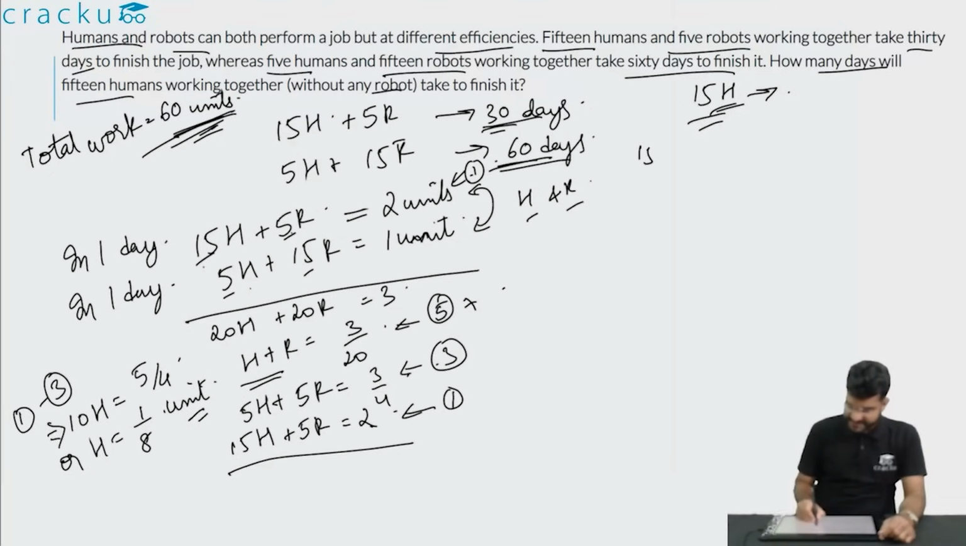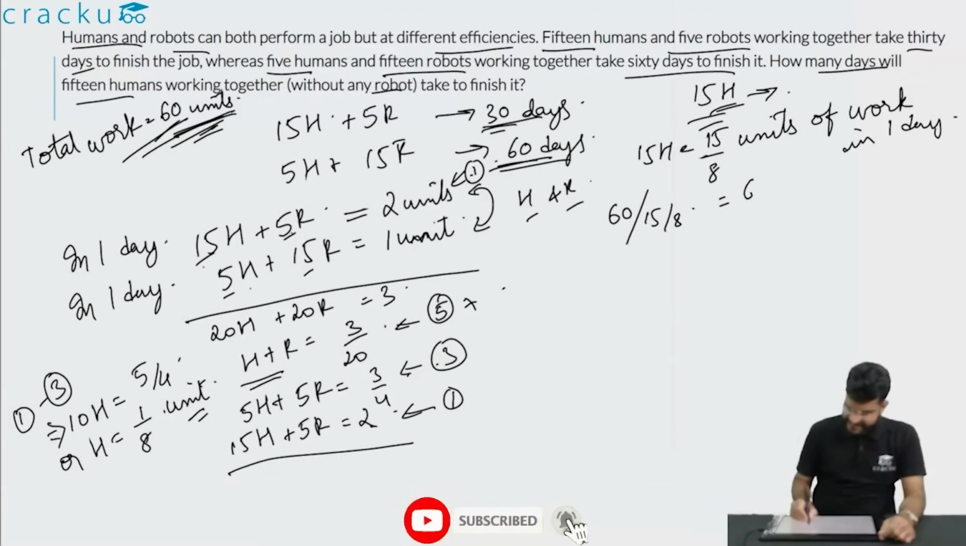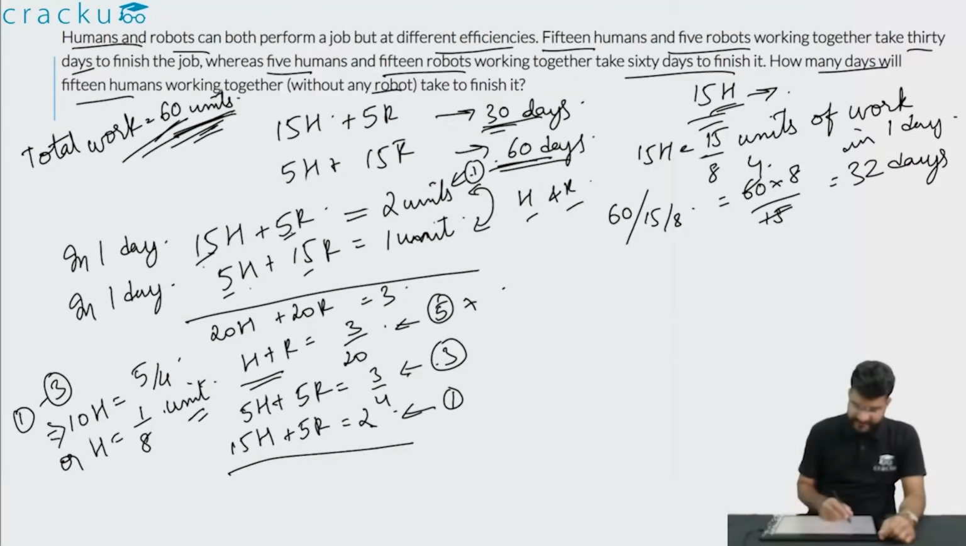So 15 humans will do 15 by 8 units of work in one day. Now the total work is 60 units. So how much time will they take? They will take 60 divided by 15 by 8. So this will be 60 into 8 by 15. 60 by 15 is 4. So this will be 32 days. So if only 15 humans work without any robot, they are going to take 32 days to finish the work.